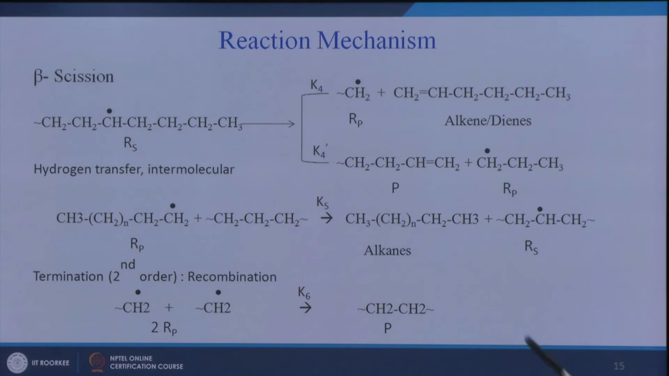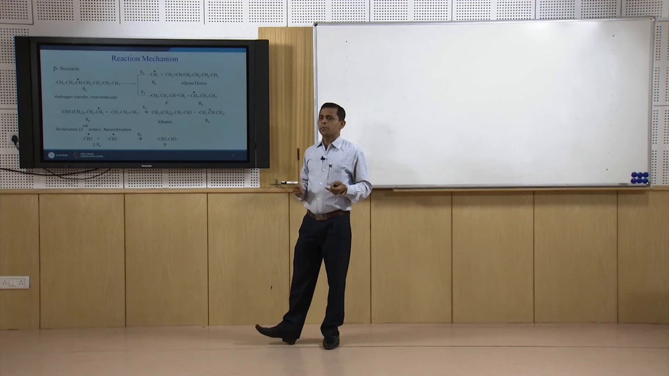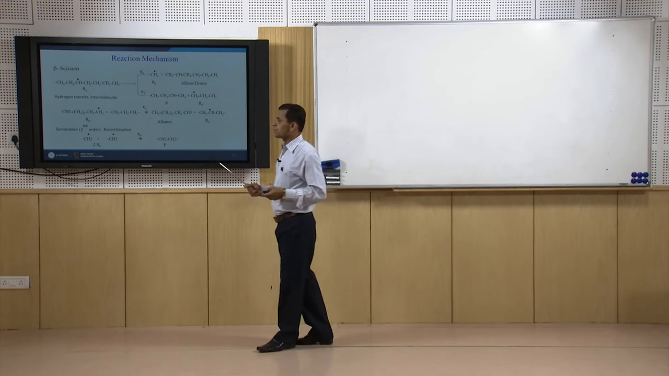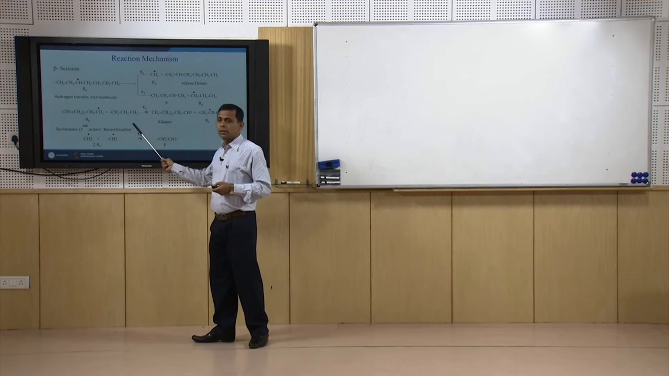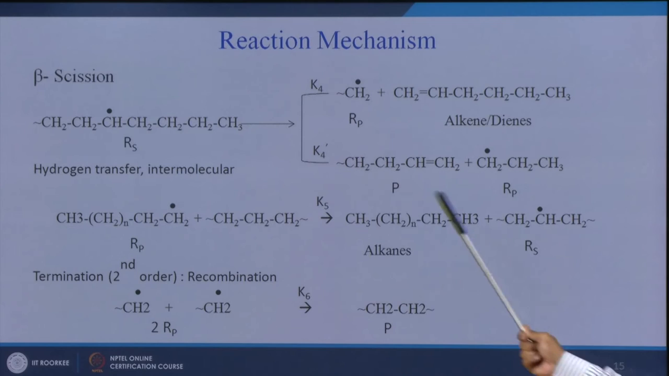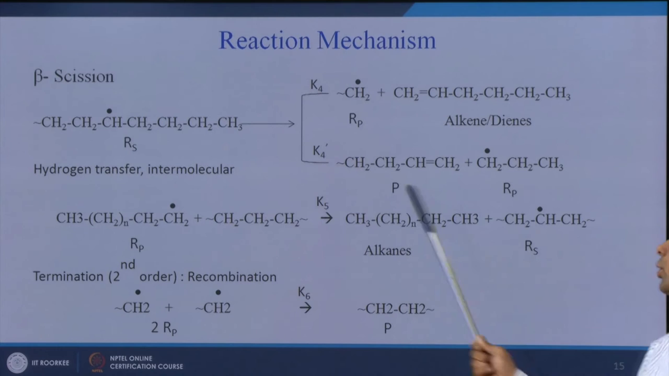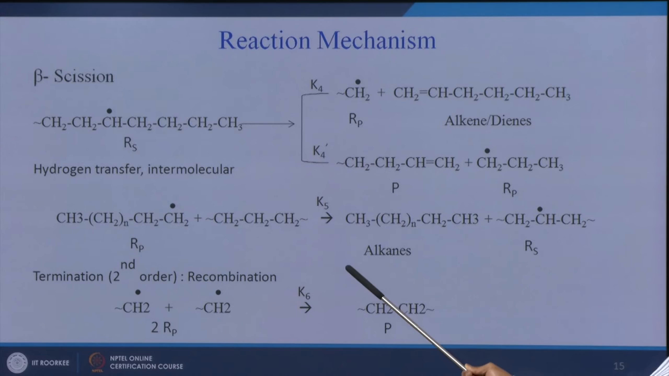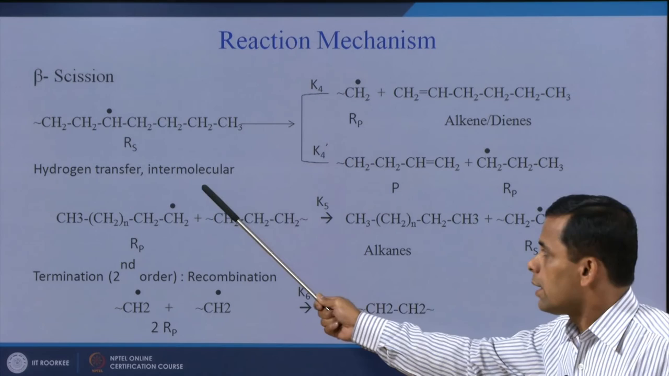Another type of reaction which takes place during pyrolysis is intermolecular hydrogen transfer. In between two different molecules there may be some hydrogen transfer, say one free radical here and another polymer here. Hydrogen is transferred from this, so it will create one free radical here. We are assuming hydrogen is transferred from this position, so CH2 CH dot CH2, we get one free radical, and this free radical is now converted to one molecule, a compound, and this is your intermolecular hydrogen transfer.